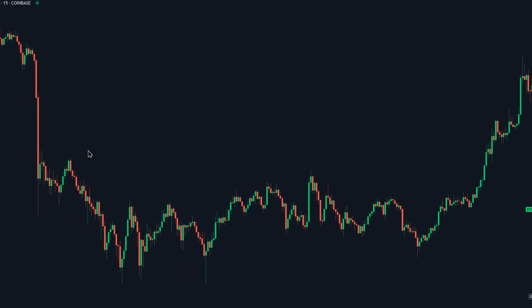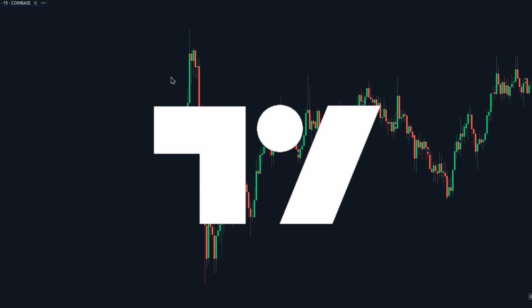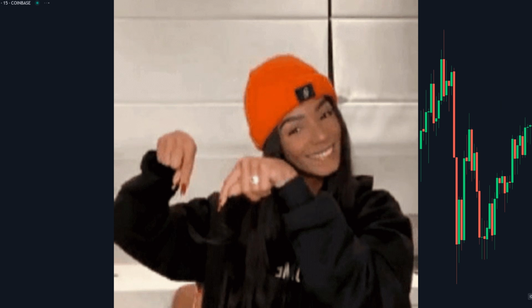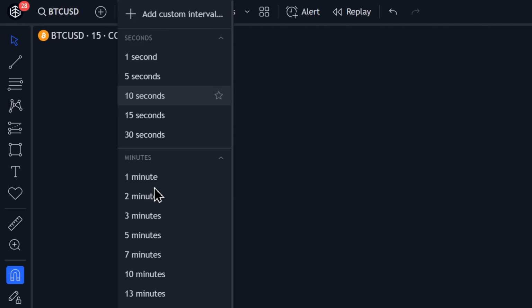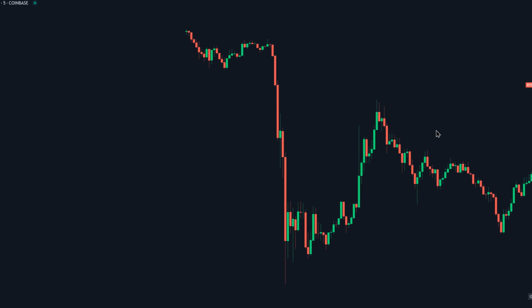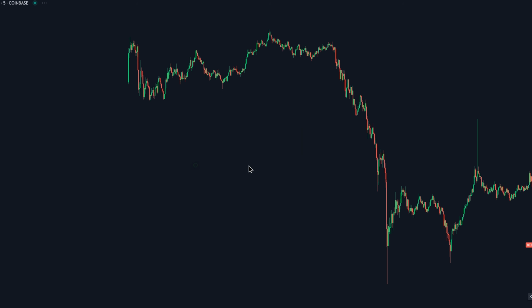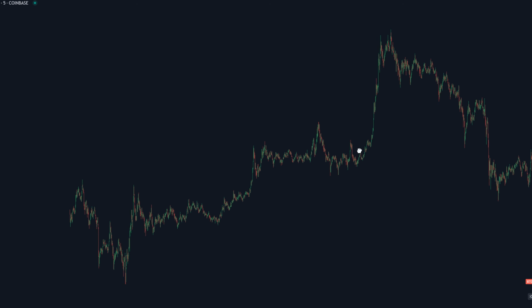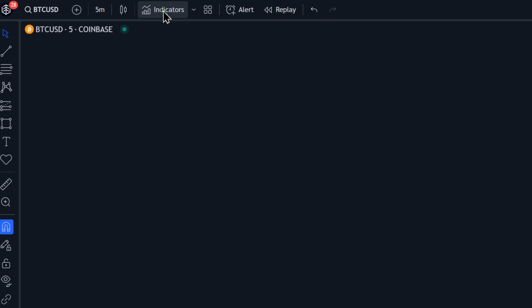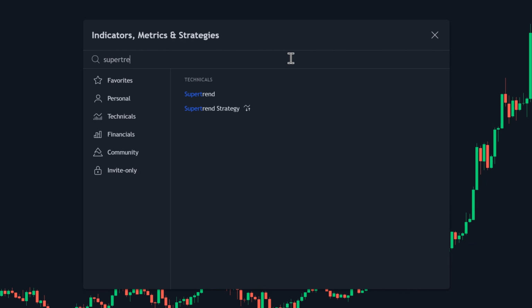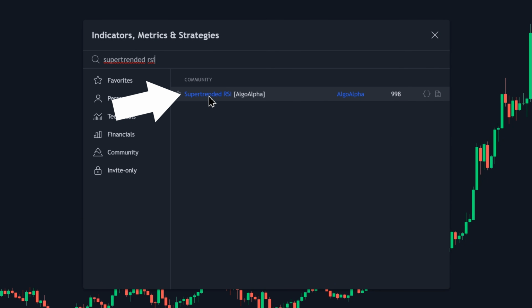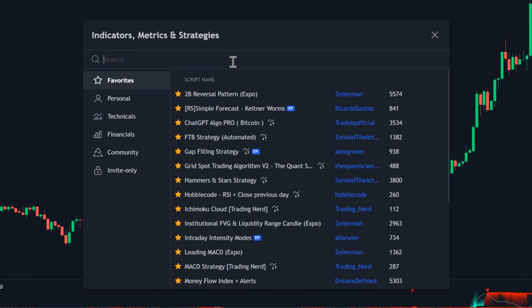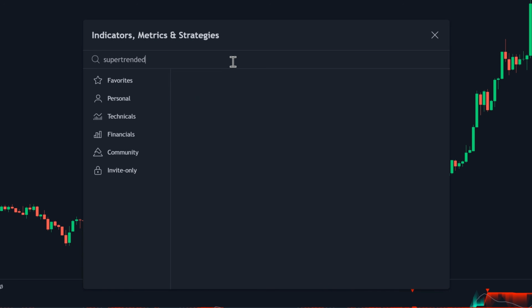Now, to add this new indicator to your chart, you're gonna go to TradingView, which is the trading platform that I normally use. If you need to sign up, the link for that will be in the video description. Next, you want to load the 5-minute time frame of BTC USD, but you're not going to be limited to this because this strategy can actually work on any trading security and on any time frame. And then click on indicators and type in SuperTrended RSI, this one by Algo Alpha. And then for the second indicator that is going to complement the SuperTrended RSI, you want to type in SuperTrended Moving Averages, this one by Kevin.